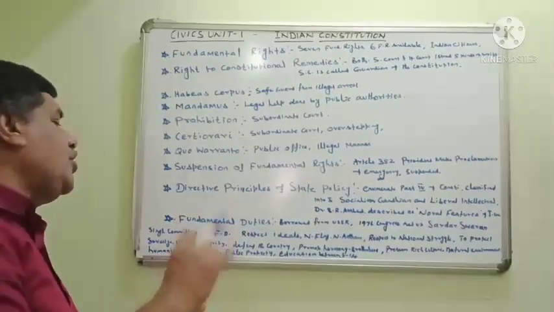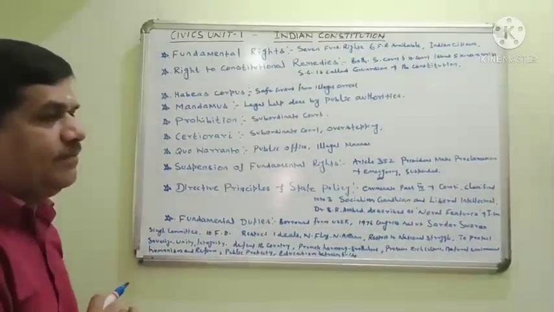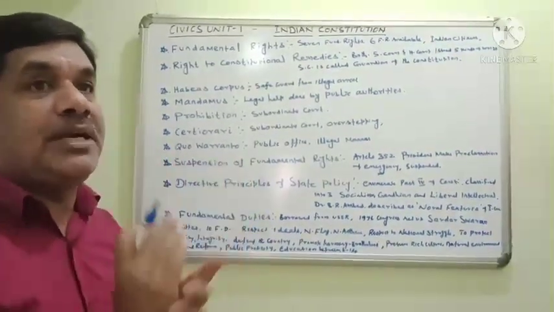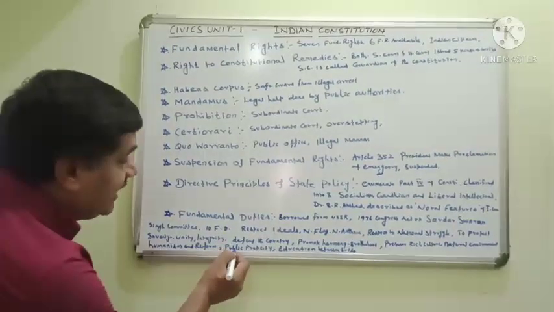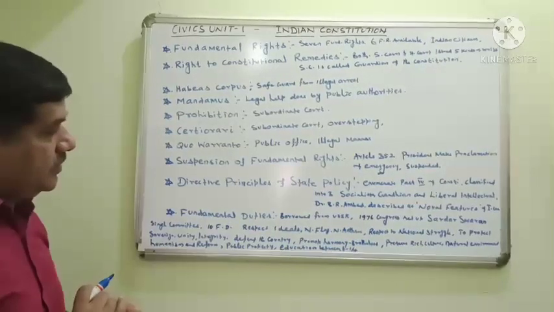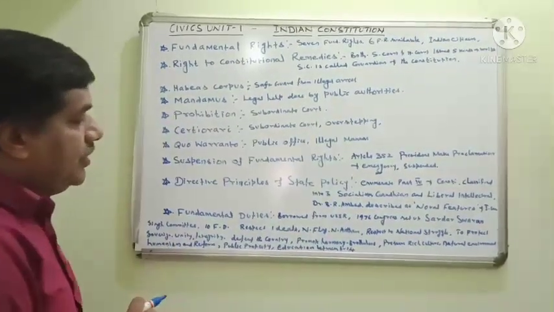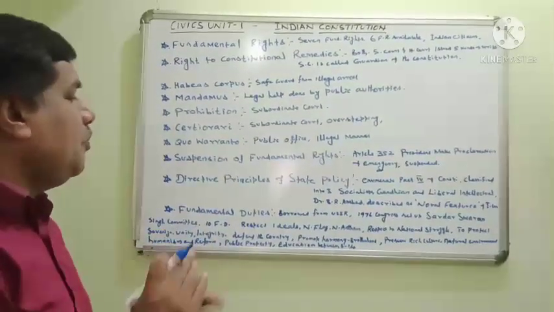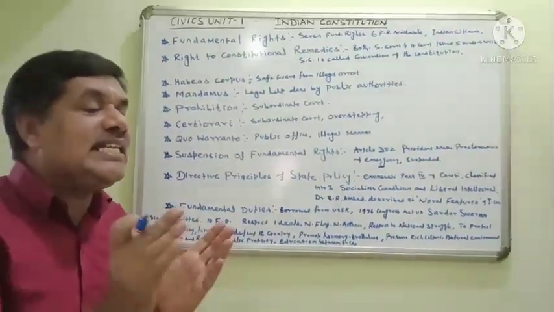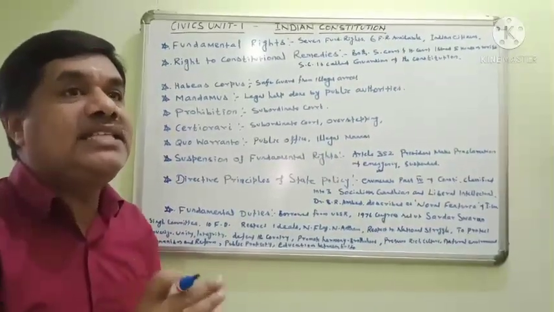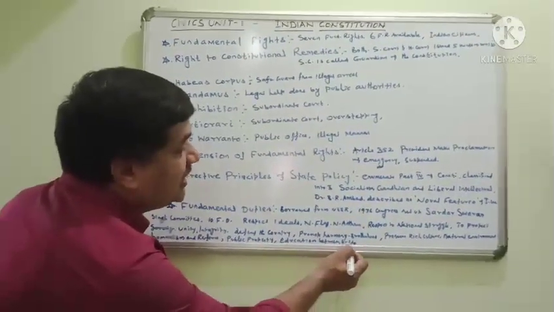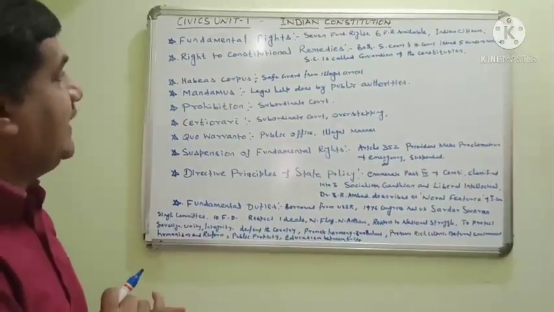Next one, everyone should protect our public property. No one should damage public property, which is very important. Next one, education should be provided to children between 6 and 14 years. Compulsory education is provided to children aged 6 to 14. Noted.